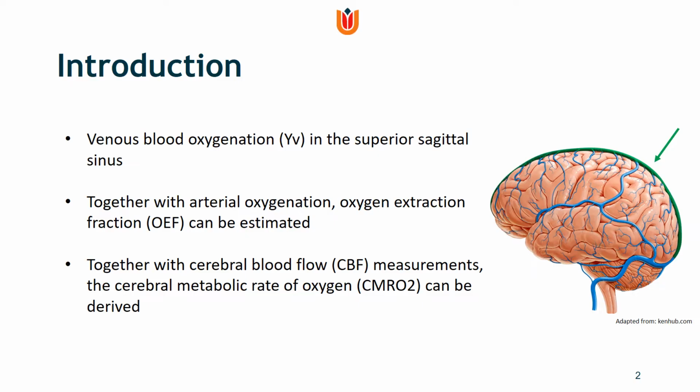Our work is about measuring the venous blood oxygenation, or Yv, in the superior sagittal sinus. This can be a useful measurement because, together with an estimate for arterial oxygenation, the oxygen extraction fraction by the brain can be estimated. And if you also include cerebral blood flow measurements, the cerebral metabolic rate of oxygen, or CMRO2, can be derived. So together, these measurements provide some insight into the oxygen metabolism of the brain.